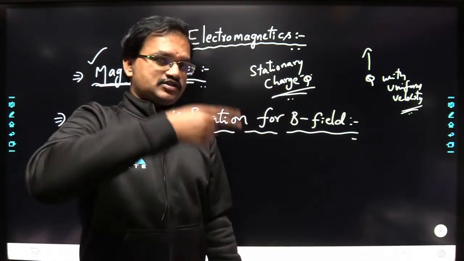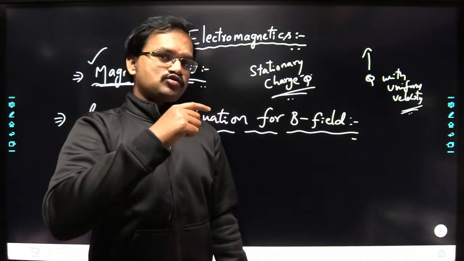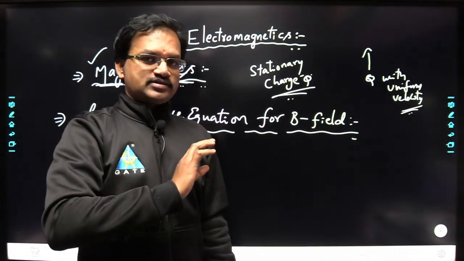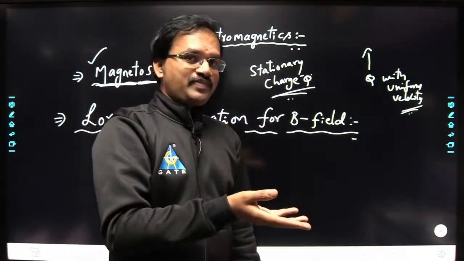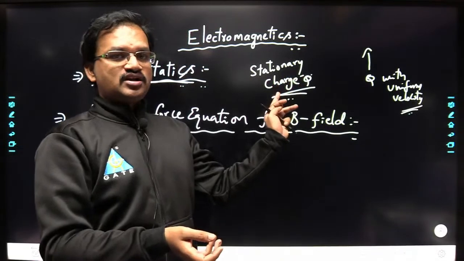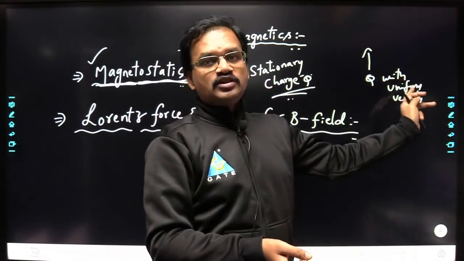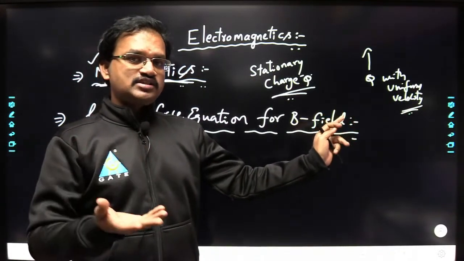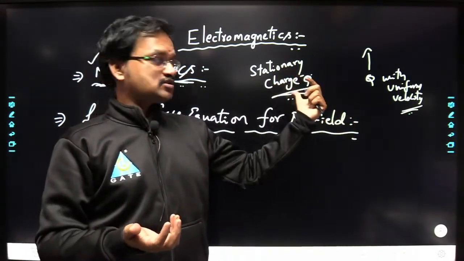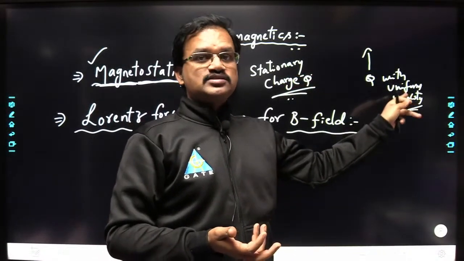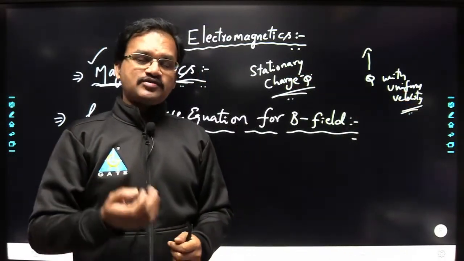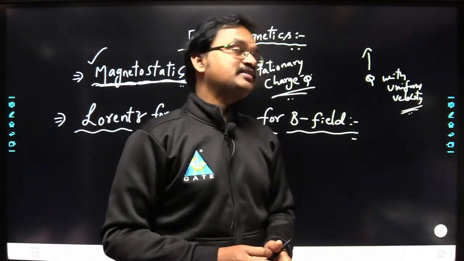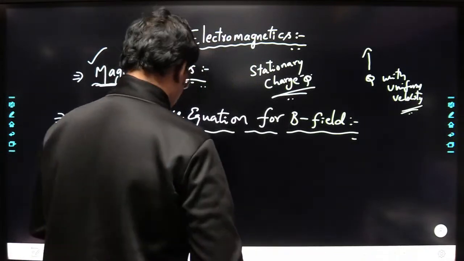Whenever current is flowing, it is going to set up a magnetic field surrounding it, yes or no? So what is the source for this magnetic field? It is not a stationary charge, it is a charge that is moving with uniform velocity. Only the moving charge is causing the magnetism. So that's what I have said: magnetism is caused by moving charges. You can note that point here.